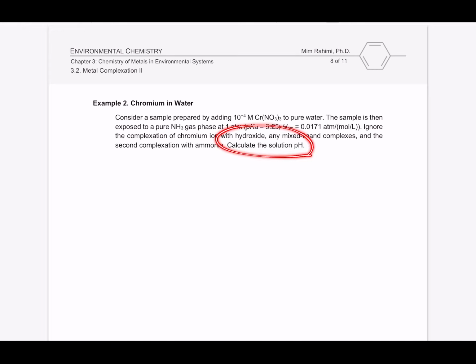Now we want to calculate the solution pH. If you add the salt, we know this is a Lewis acid, so the pH is less than 7. But now we're exposing it to the ammonia atmosphere, so maybe the pH goes beyond 7. We don't know. We need to do the calculation.